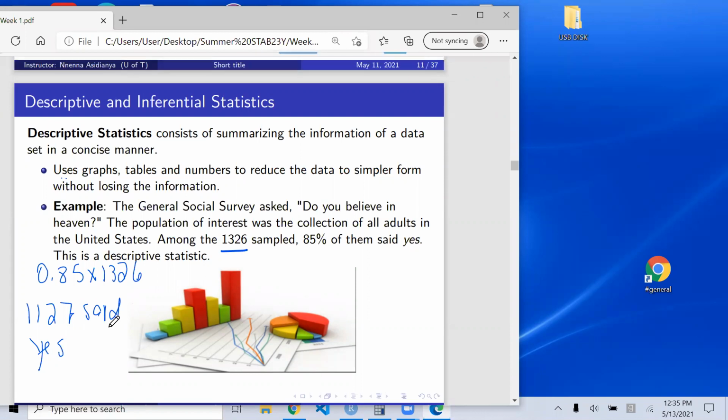Now, obviously, if I was a statistician, I could just say, well, out of the 1,326 people that were sampled, 1,127 said yes. Or I could make it a bit easier and say, well, 85% of them said yes, right?